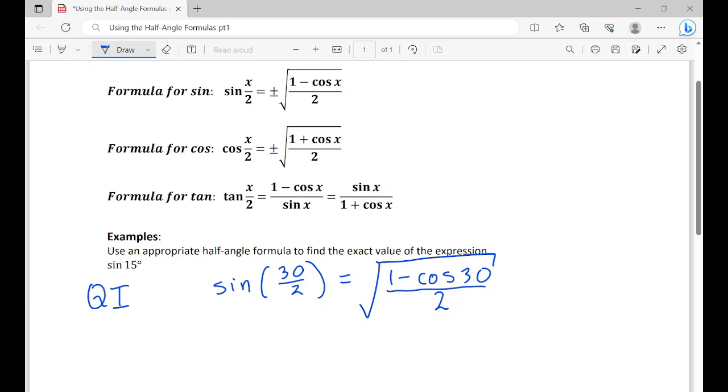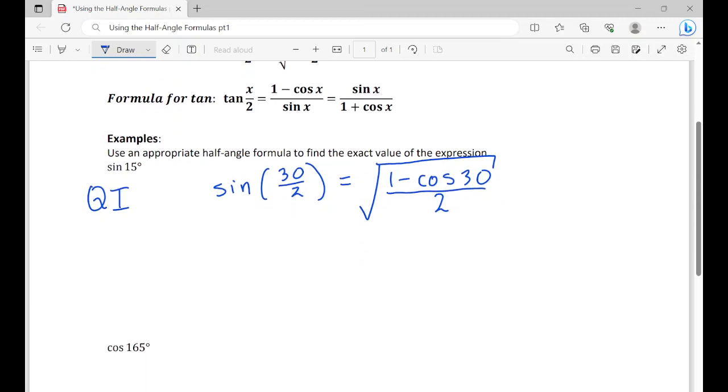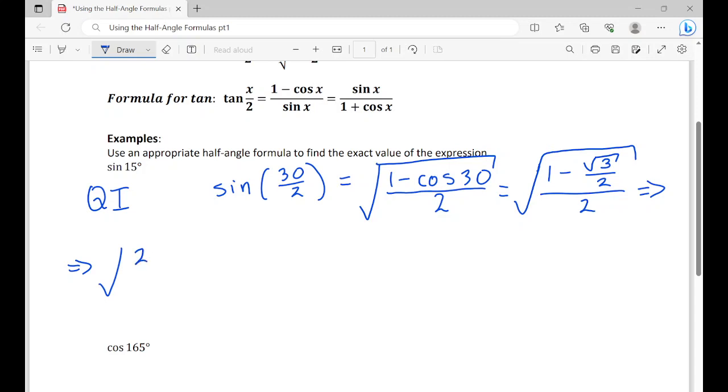Cosine of 30 degrees is just root 3 over 2. So this is going to turn into the square root of 1 minus root 3 over 2, all over 2. And now I've got to get one fraction in the top and then figure out how to simplify the entire fraction. So I'm going to continue it on over here. And that's going to end up being the square root of 2 minus root 3 over 2, all over 2.